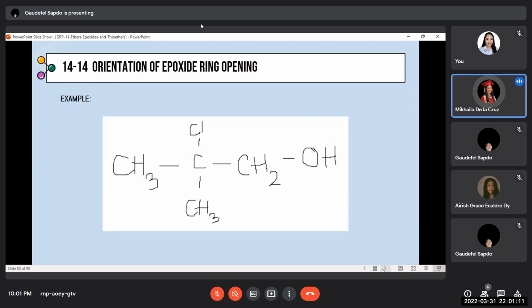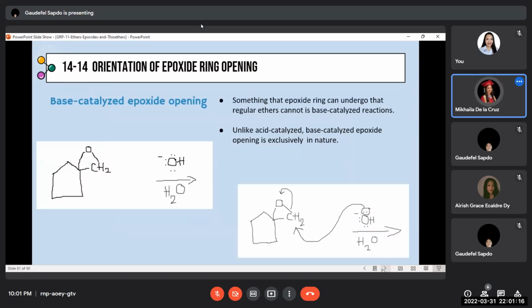So now we will move on to base catalyzed epoxide ring opening. Something that an epoxide ring can undergo that regular ethers cannot is base catalyzed reactions. All ethers can react with acids, however, epoxides specifically are able to react with base. So unlike acid catalyzed, base catalyzed epoxide opening is exclusively SN2 in nature. In other words, we will always be headed towards the less substituted area.